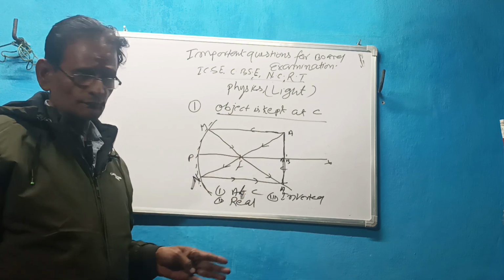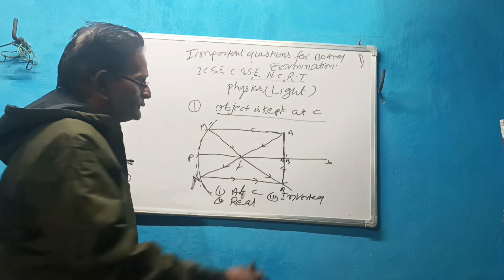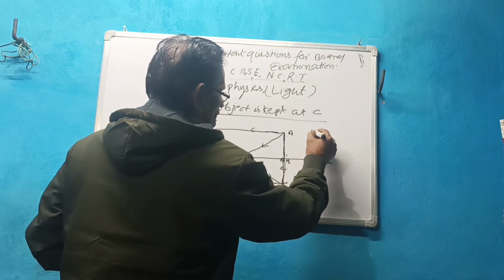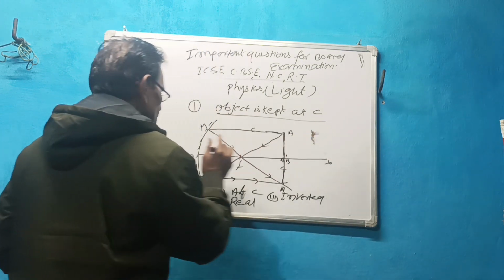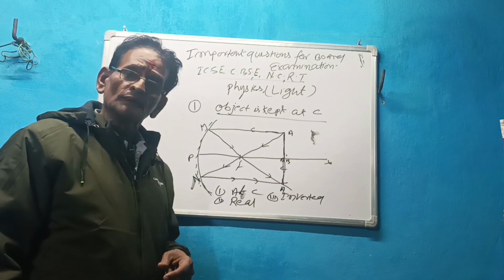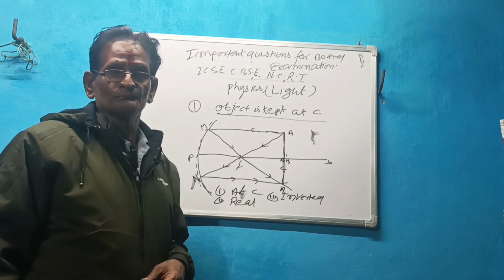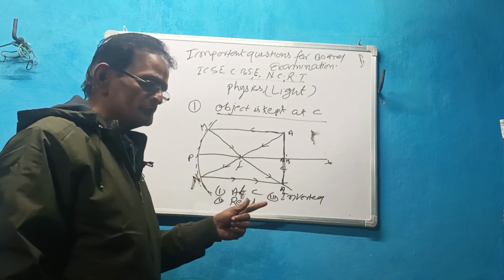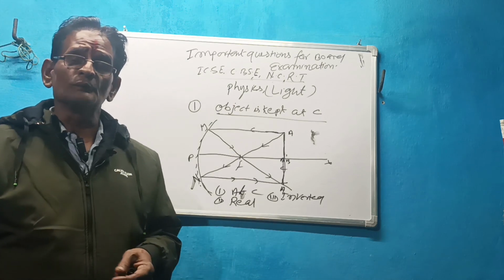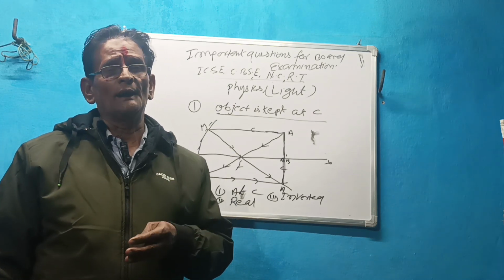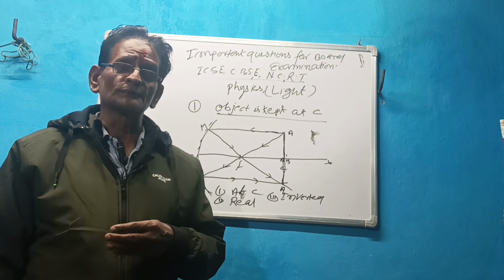This is a mirror, and a lens means not reflection; in lenses, rays undergo refraction. So first of all, I will give you an introduction about reflection. What do you mean by reflection of light? What is the cause of reflection of light?